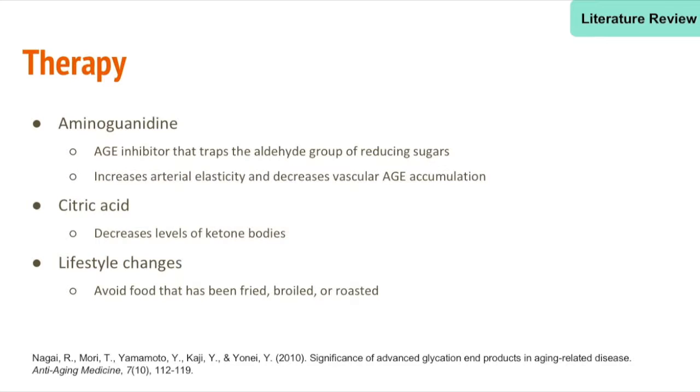Secondly, citric acid decreases the levels of ketone bodies that can be converted to sugars and react with proteins to form AGEs. Lastly, lifestyle changes involving avoiding food that is fried, boiled, or roasted can also significantly decrease the amount of AGEs in the body.